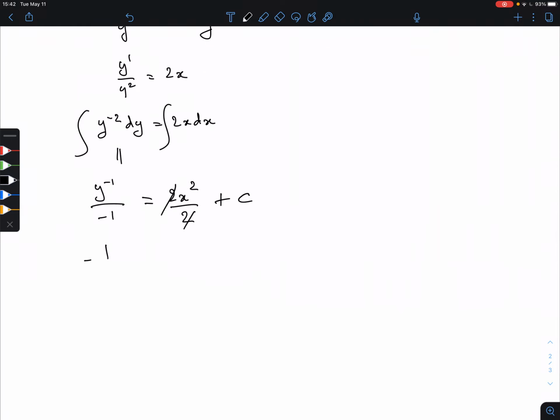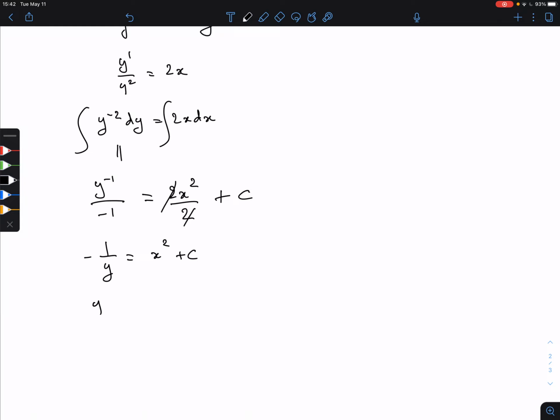So we get minus 1 over y equals x squared plus c. And again, we can solve for y here. Cross multiplying this, you see that y is equal to minus 1 over x squared plus c. Okay. And that's a solution here. And we could again have an initial value problem and solve for this.